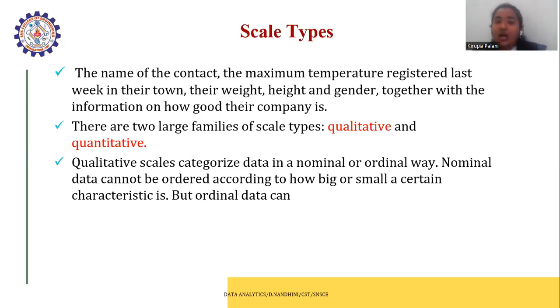For example, there are two larger families of scalar types. Let's see what a quantitative scalar type and a qualitative scalar type are. Qualitative scalars are categorized data, which have two types: nominal and ordinal. What is nominal data and what is ordinal data? Nominal data cannot be ordered according to how big or small a characteristic is, but ordinal data can be ordered.